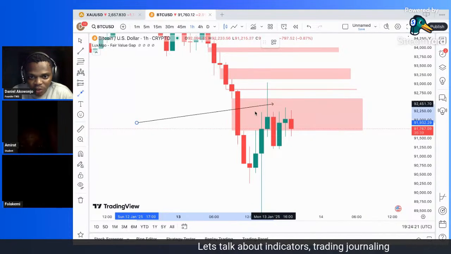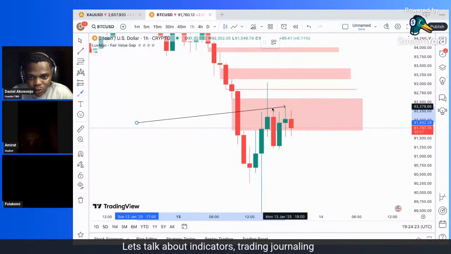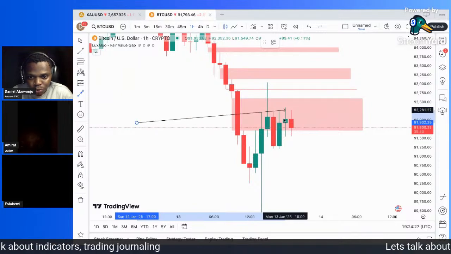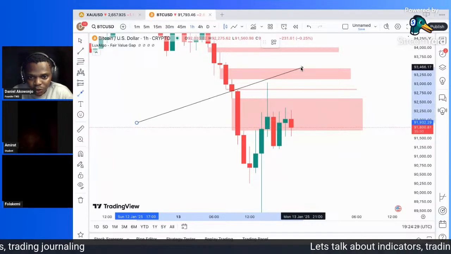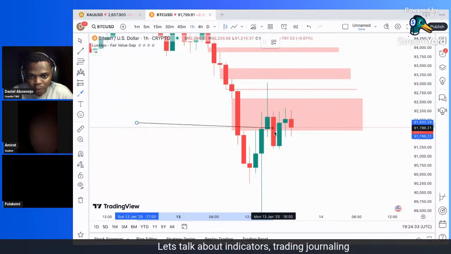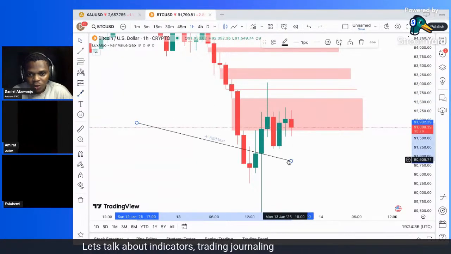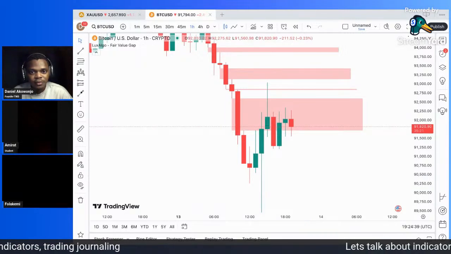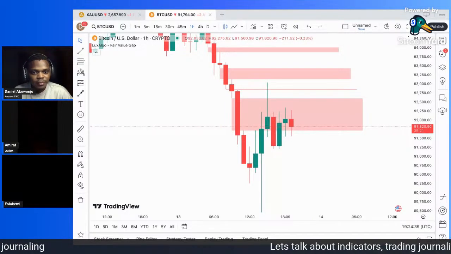Now, if you observe what is currently happening on the chart, that is where price is currently finding it hard to break above. Do you see that? Price is currently finding it hard to break above this fair value gap on the hourly time frame. Does that make sense?